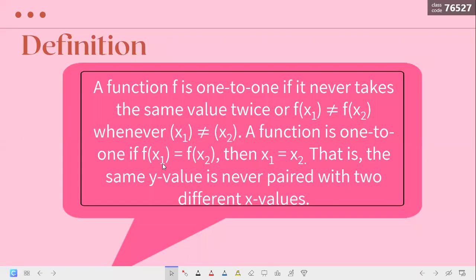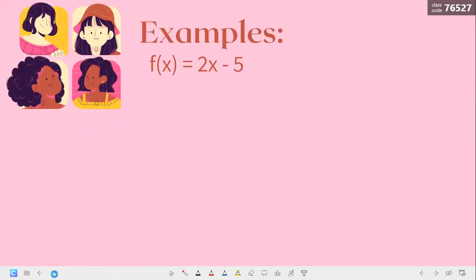Okay? A function is one-to-one if the same y value is never paired with two different x values. Look at these examples. f of x is equal to 2x minus 5. Okay, so based from the definition, we have f of x sub 1 is equal to f of x sub 2. So from this given function, we will replace the value of x by x sub 1 and the value on the other side, wait lang po mga anak.